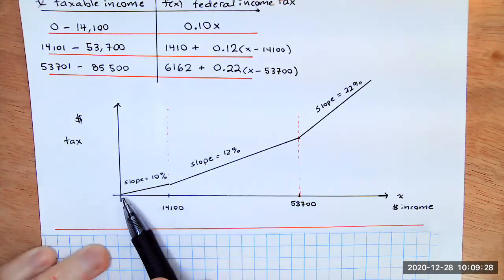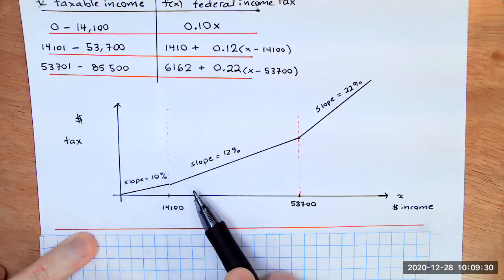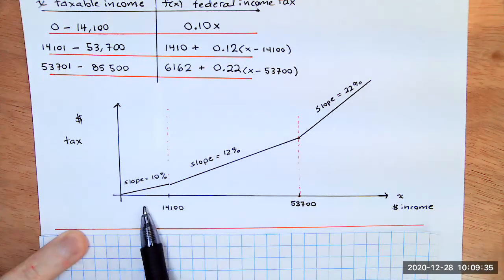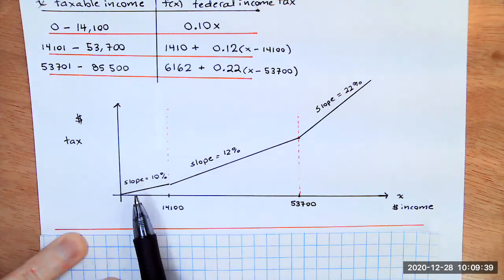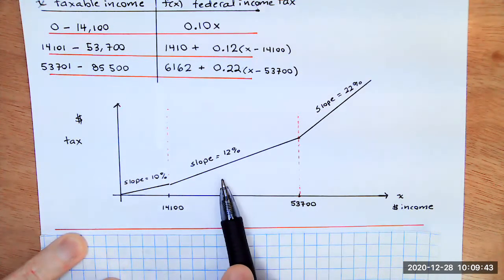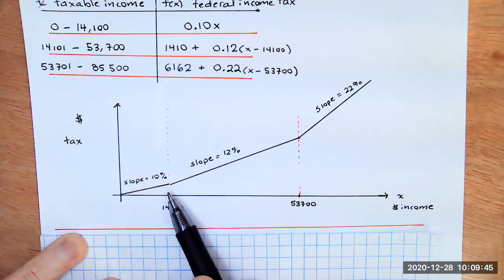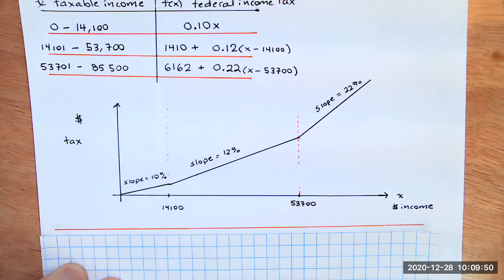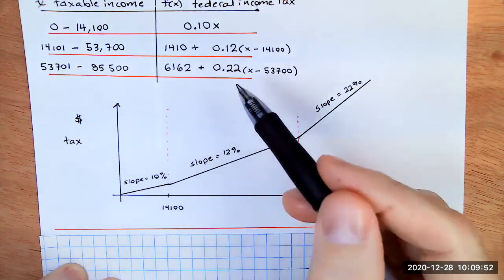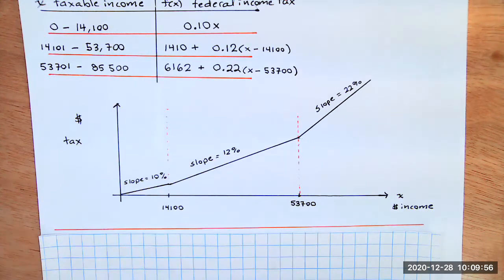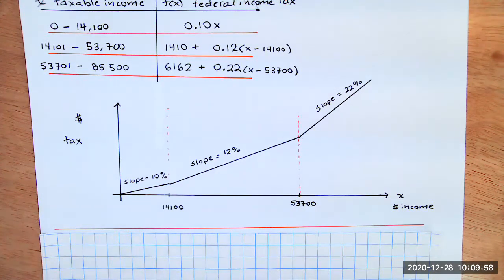So you can see that the slope is changing for the different parts of the domain. For this part of the domain, the slope is 10%. That's a 10% tax rate. For this part of the domain, the slope is higher. And these are actually connected. Well, in real life, they round it up to the nearest dollar. All right, let's look at a simpler piecewise defined function.